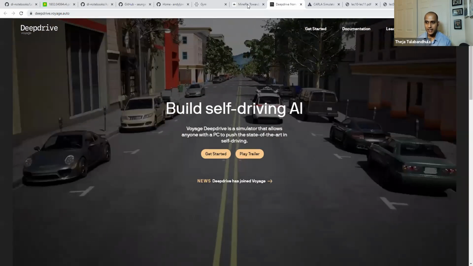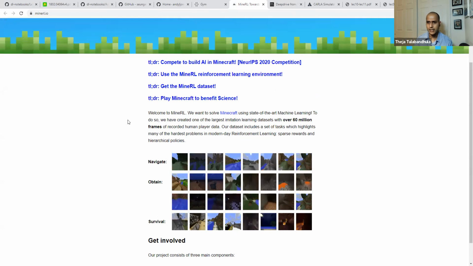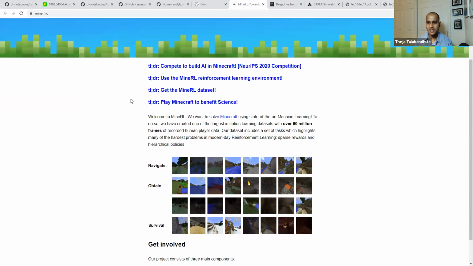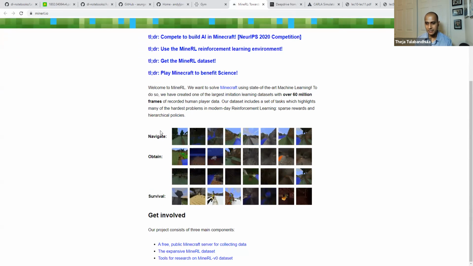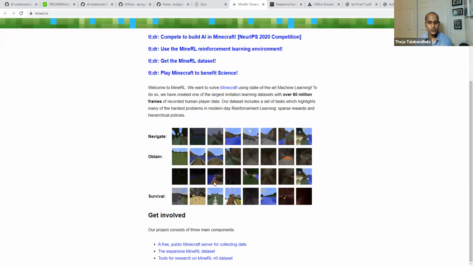And on the fun side, there was actually a competition, I think, a year or two ago, and this is related to that. It's called MineRL. So it's basically creating an agent, a piece of software which navigates through the Minecraft world, and does operations like navigating, obtaining objects, and surviving. So even this can be done using AI, reinforcement learning.